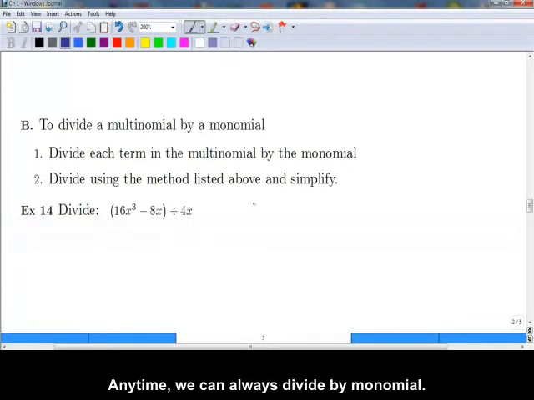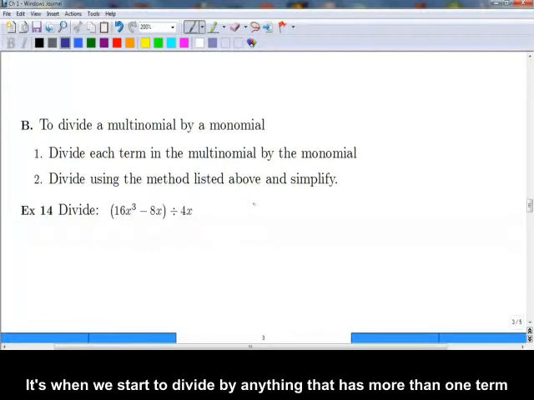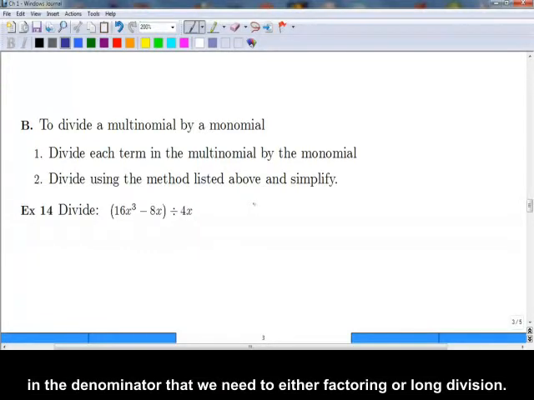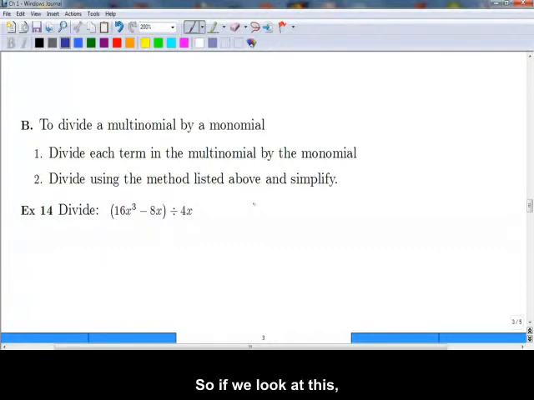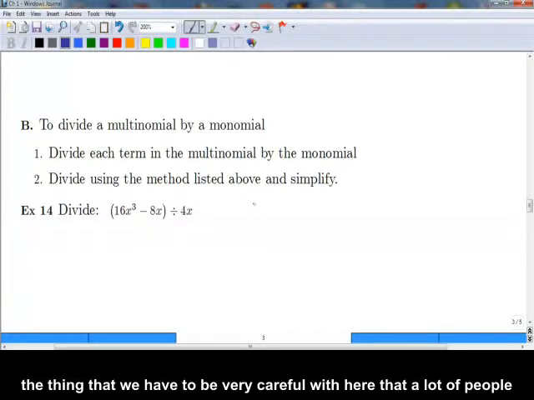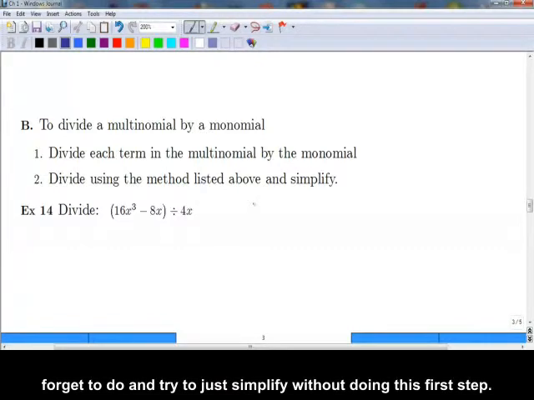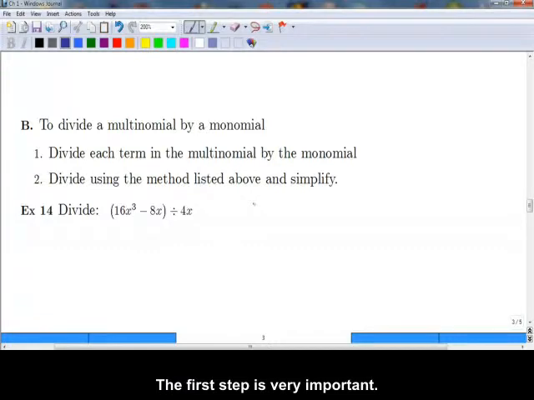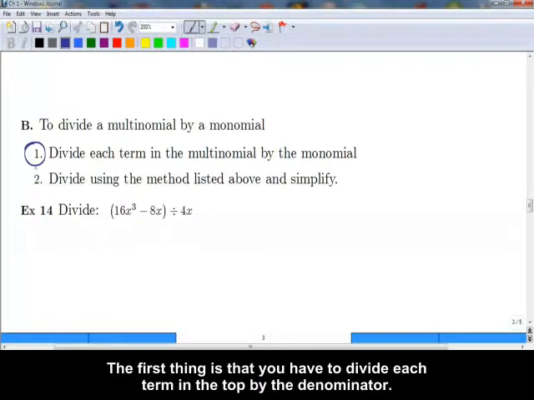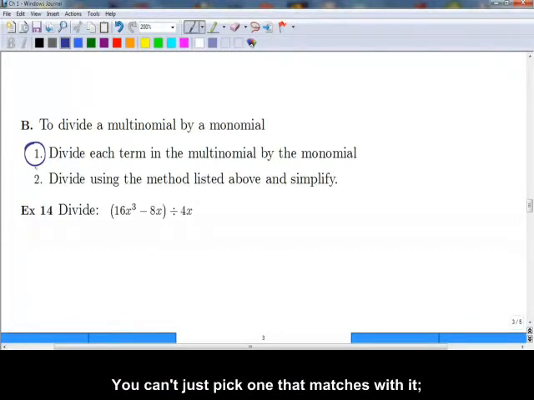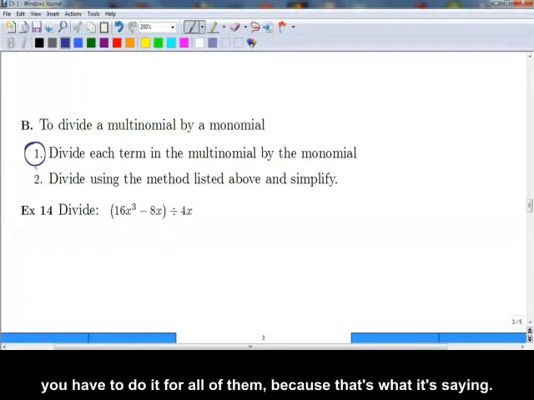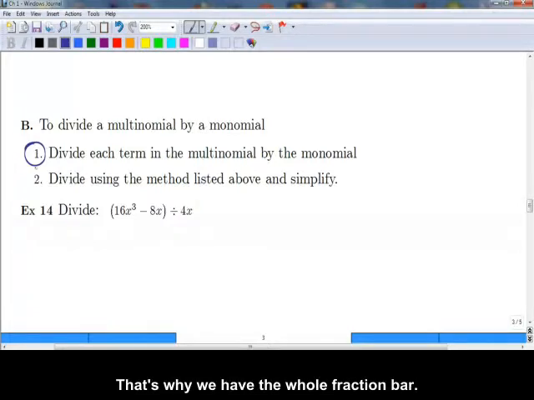Anytime we can always divide by a monomial. It's when we start to divide by anything that has more than one term in the denominator that we need to either go to factoring or long division. So if we look at this, the thing that we have to be very careful with here, and a lot of people forget to do and try to just simplify without doing this first step, the first step is very important. The first thing is that you have to divide each term in the top by the denominator. You can't just pick one that matches with it. You have to do it for all of them because that's what it's saying. That's why we have the whole fraction bar.